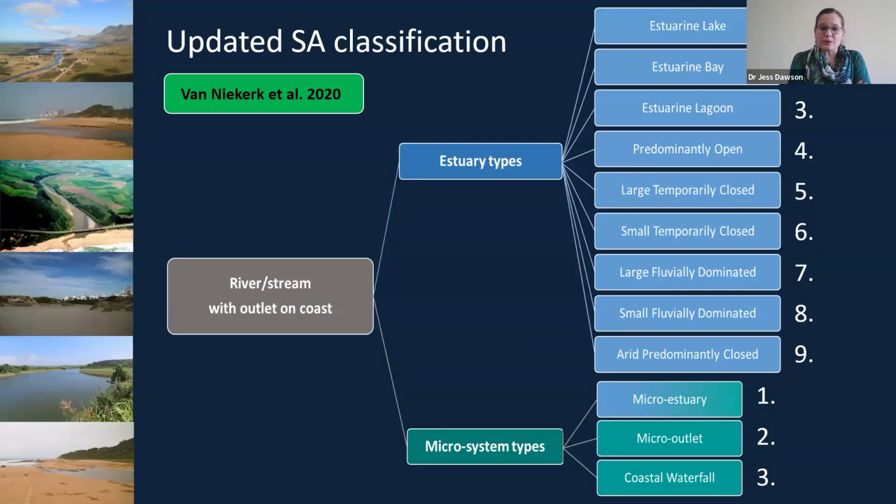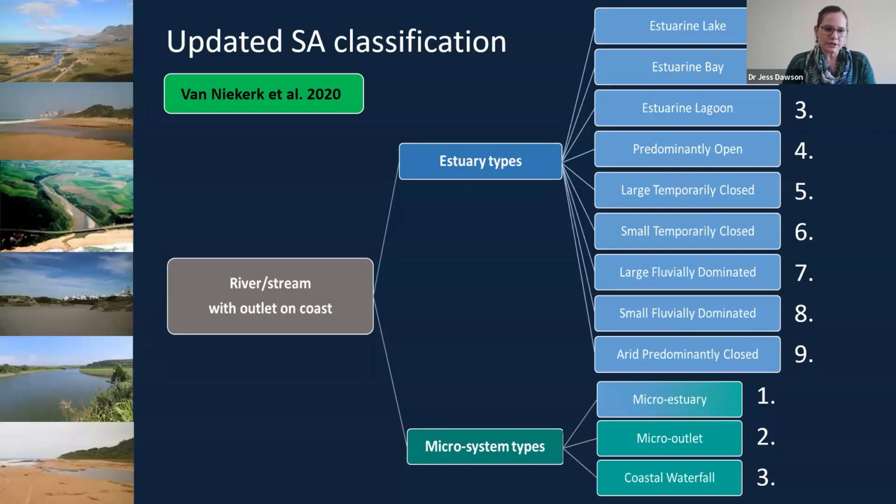But it's still a system that we find in this country. So we have to have a classification for lagoons. Then we have predominantly open systems, estuaries that are open 95% of the time. And then temporary closed systems have now been divided into large and small systems. Similarly, the freshwater dominated systems are now small and large fluvially dominated systems.